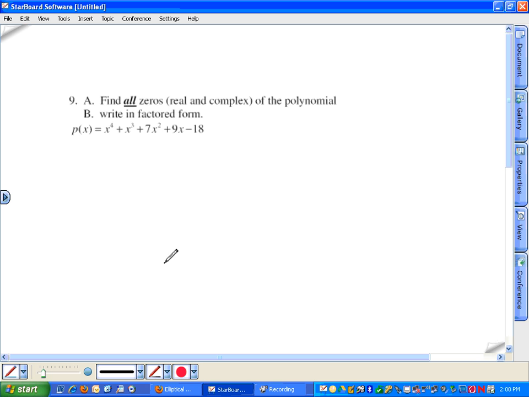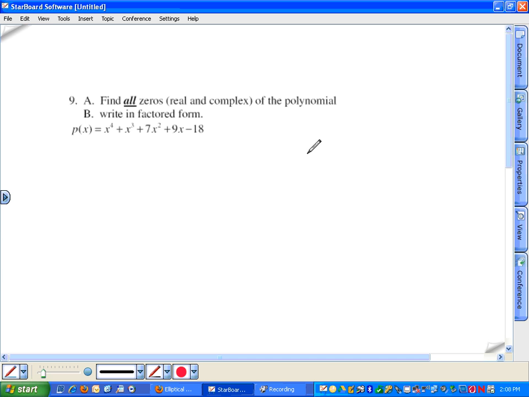Question 9. We spent quite a bit of time talking about questions like this. This is from section 4.4, 4.5 out of your book. It's kind of a big deal for 1050, being able to factor a polynomial and find its zeros.